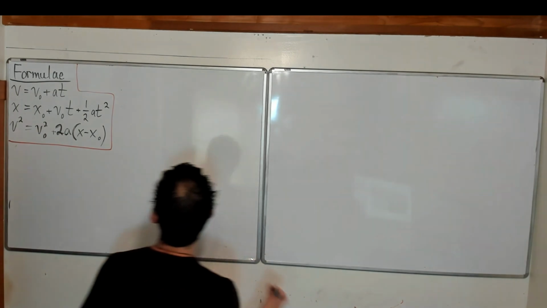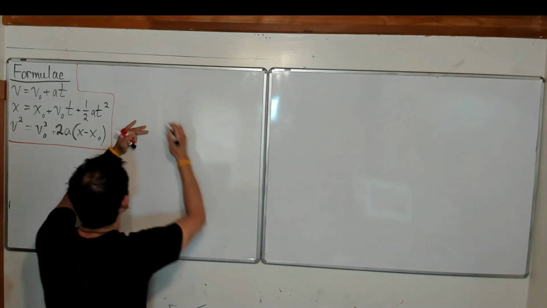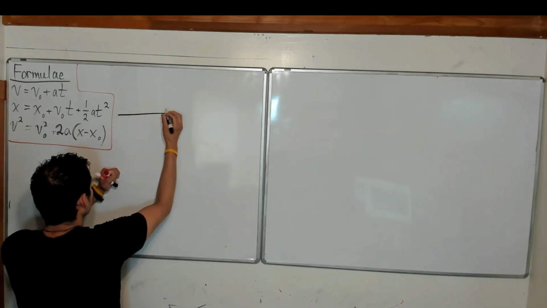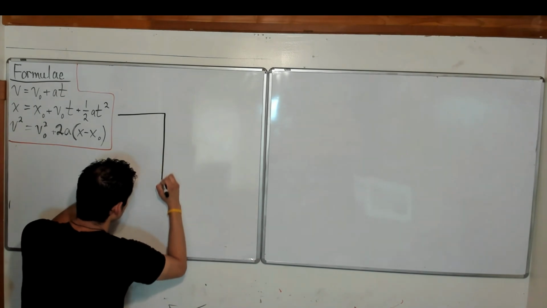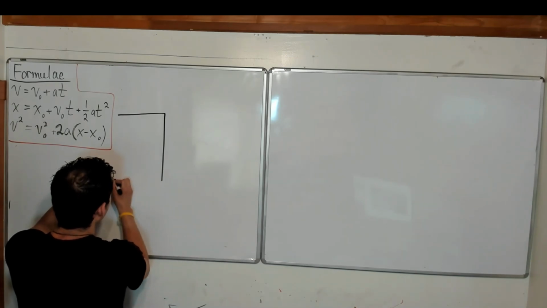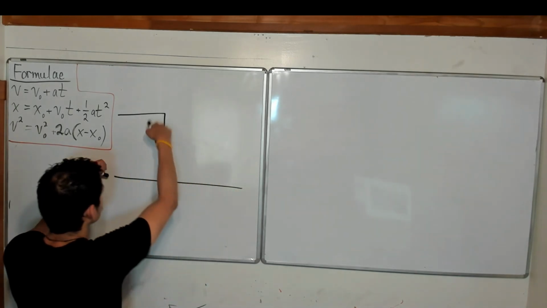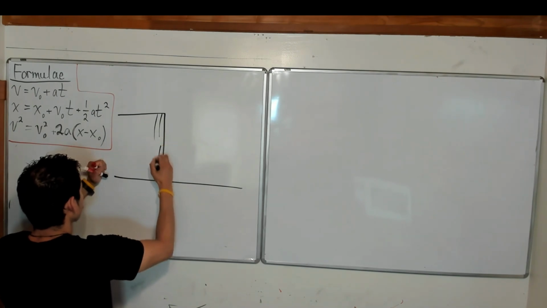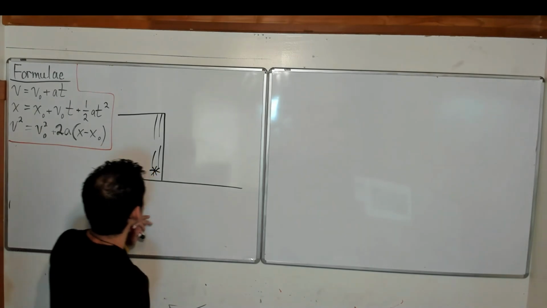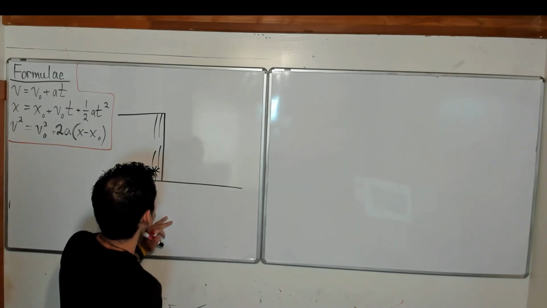Okay, so we'll start off by drawing a picture. That's always a good idea, or maybe not always, but it usually is. Here's our cliff. Maybe that's a little wrong. It's probably a little jagged too.